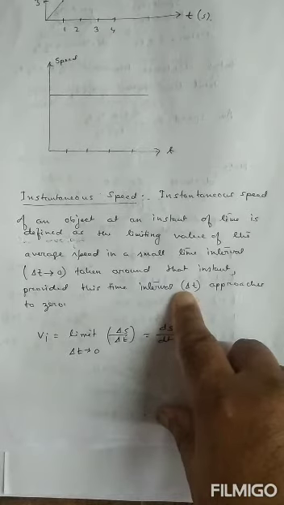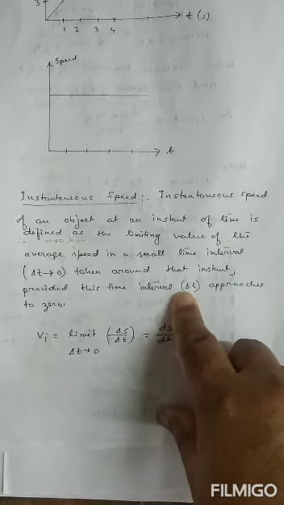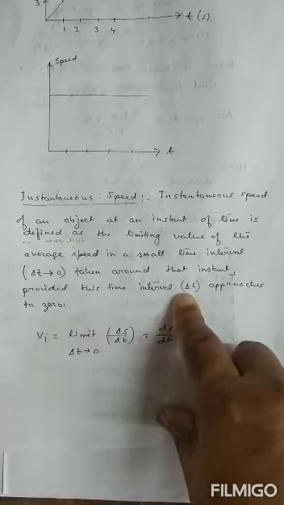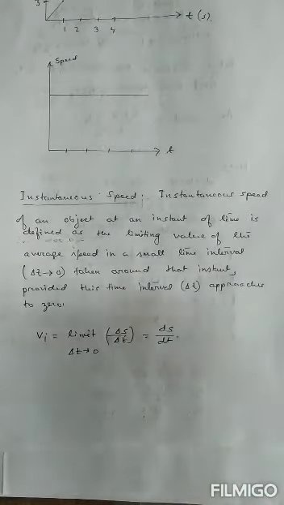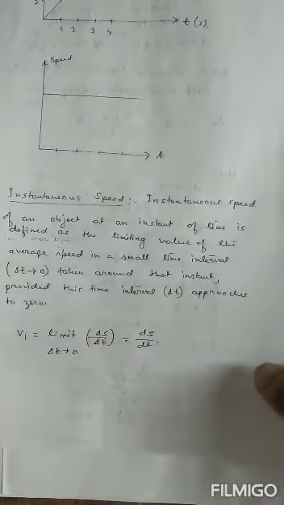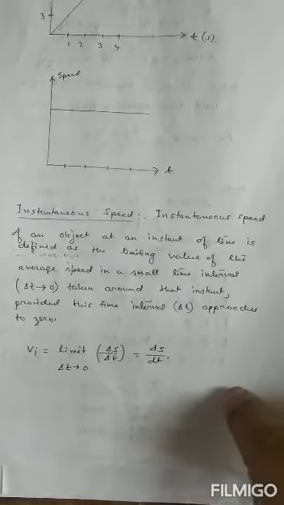In my case, I said 1 second to 1.00001 second. That means we take the time around 1 second. And the interval taken is very, very small. So under that situation, the value of speed is called the instantaneous speed.